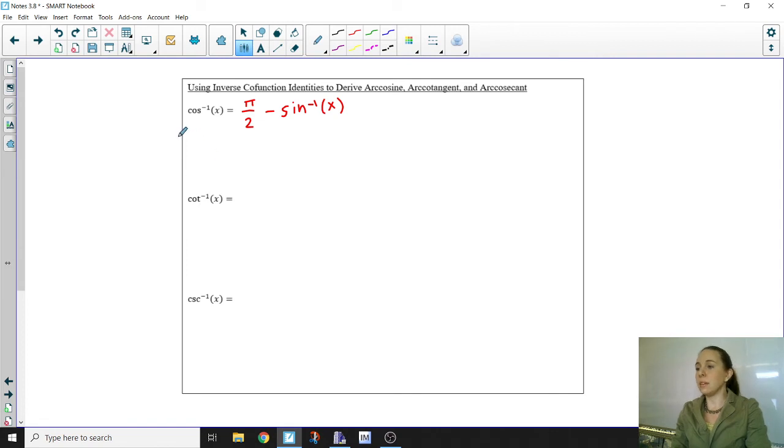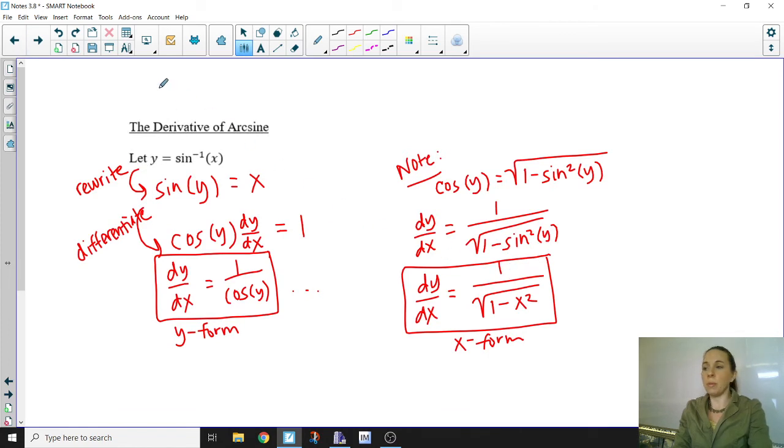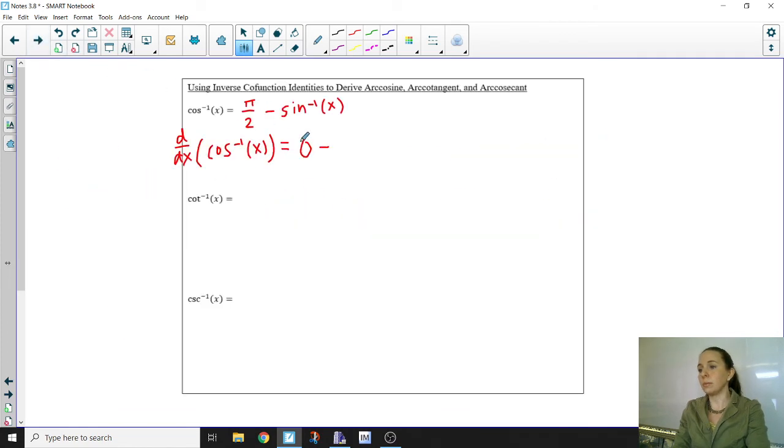So what that means is if you want to find the derivative of the inverse cosine of x function, you can differentiate this and get it. And we already know the derivative of inverse sine, right? We just found that one. We already know the derivative of pi over 2 as well. What's that? That's 0, right? That's a constant. The derivative of pi over 2 is 0. We're going to subtract from that the derivative of the inverse sine, which we proved to be 1 over root 1 minus x squared.